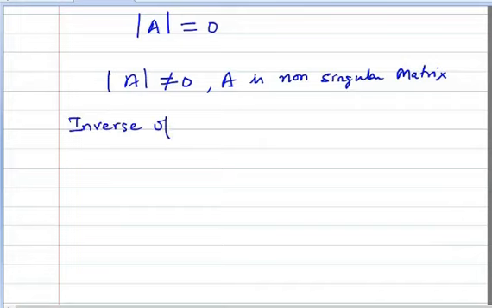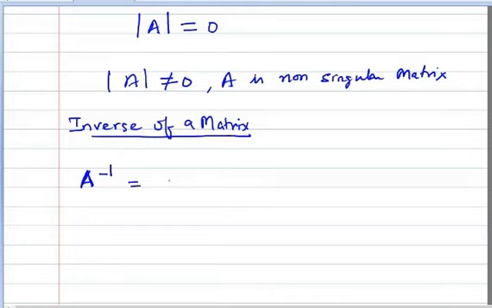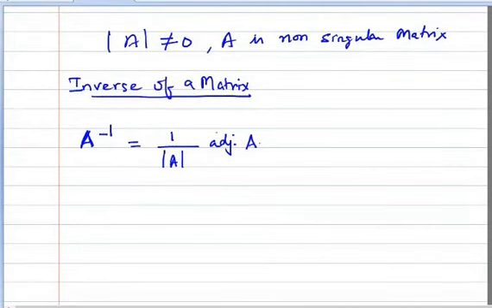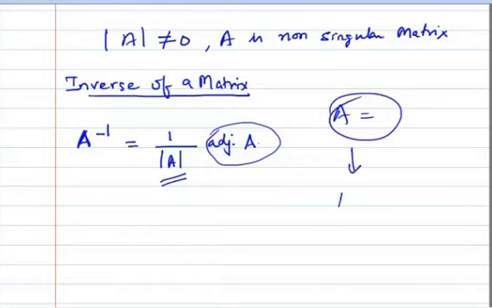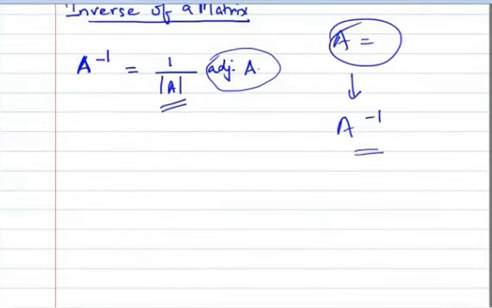Next is the inverse of a matrix. A inverse, the inverse of a matrix, is equal to 1 by the determinant of matrix A into adjoint A. So to find the inverse of a matrix, you should know what is adjoint A and what is the determinant of a matrix. This will normally be asked in 1-mark sums. You will be given a matrix A, and you will be asked to find A inverse. So you should know the adjoint of A and the determinant of the matrix A.